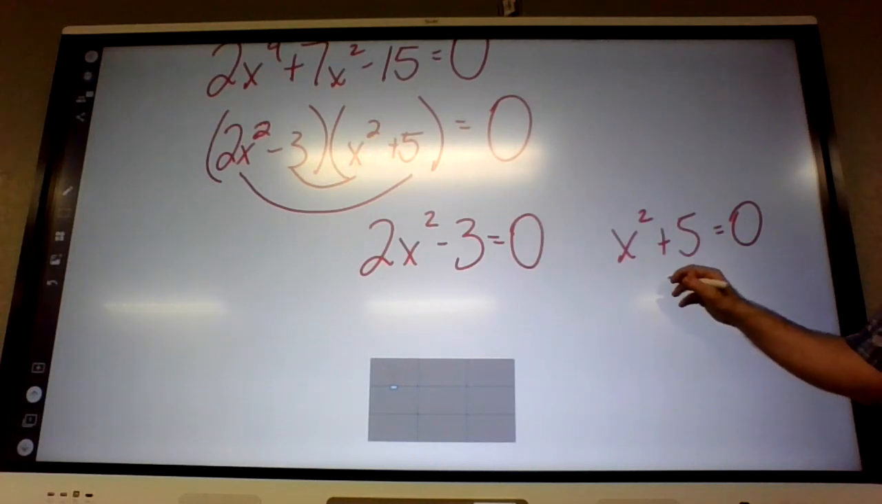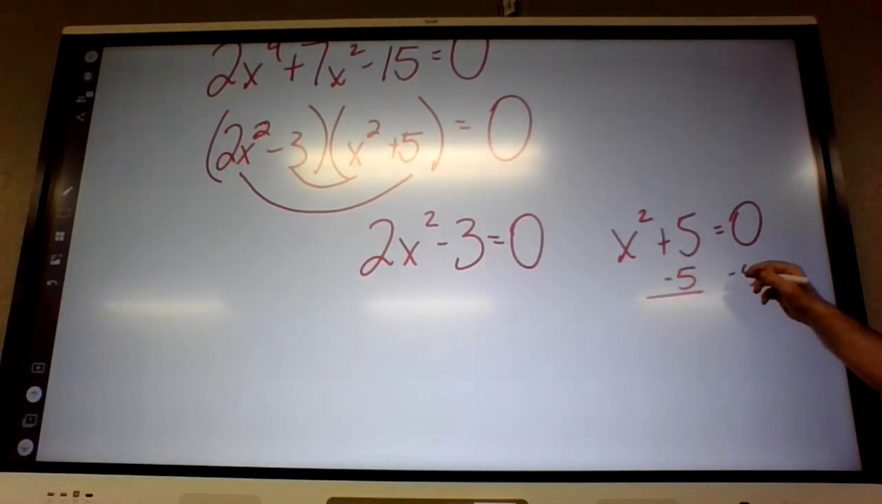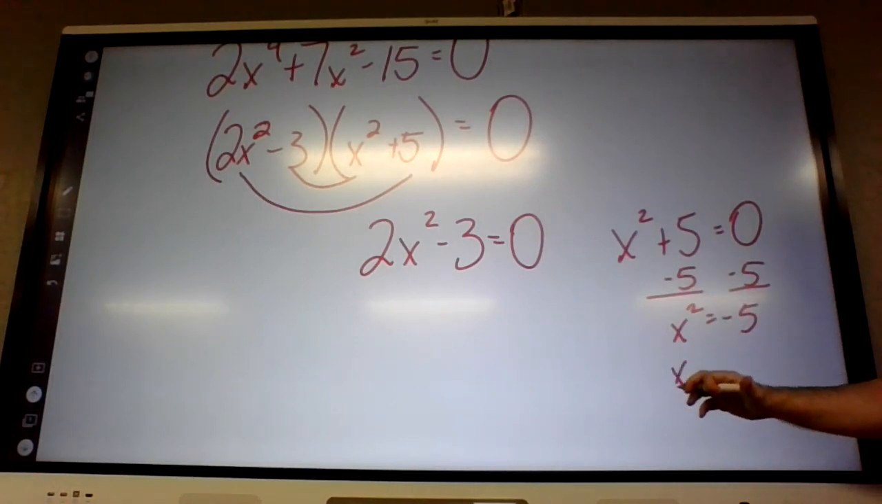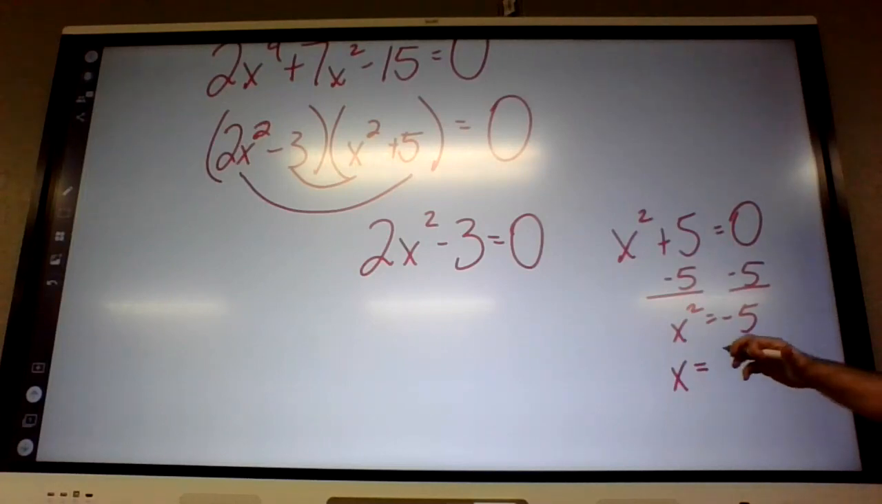Alright, let's start with the easy one. Oh, they're both kind of easy. x squared is negative 5, x is... I forgot the i. Plus or minus?